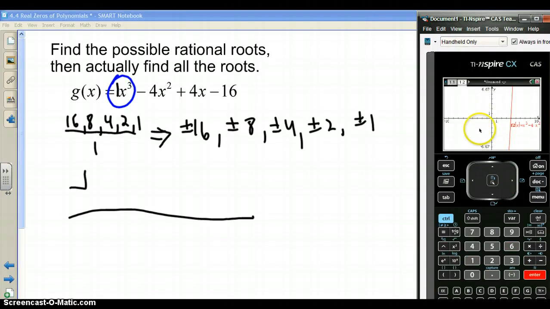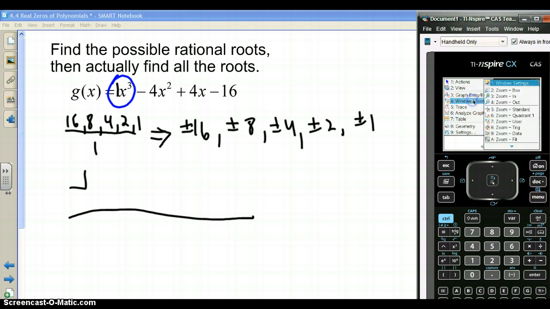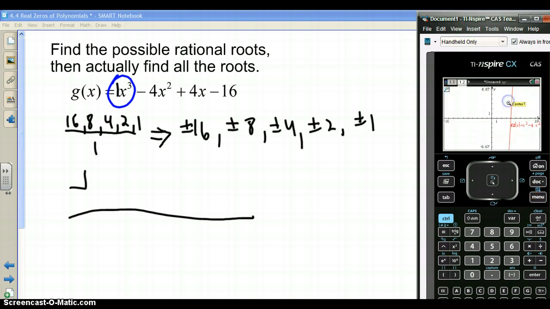I see part of the function. Not sure where the rest of it is here. Let's try to find out. Now I see it. It looks like it only crosses once here.